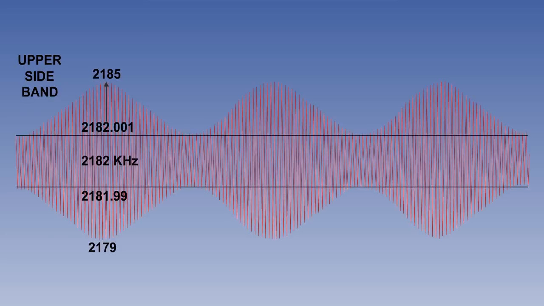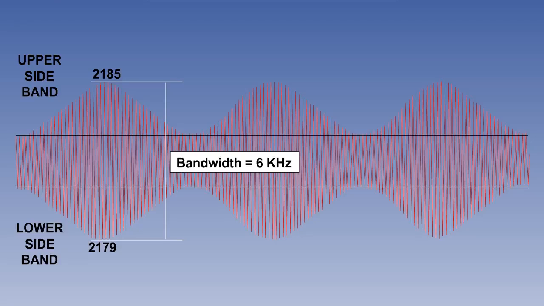One sideband extends upwards from 2182.001 kHz to 2185 kHz, the upper sideband. The other, lower sideband extends downwards from 2181.99 kHz to 2179 kHz. The spread of frequencies is therefore from 2179 kHz to 2185 kHz, giving a bandwidth of 6 kHz, that is, double the audio frequency used.